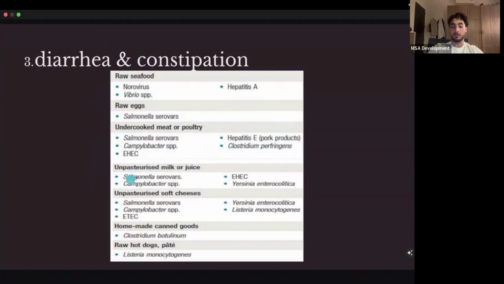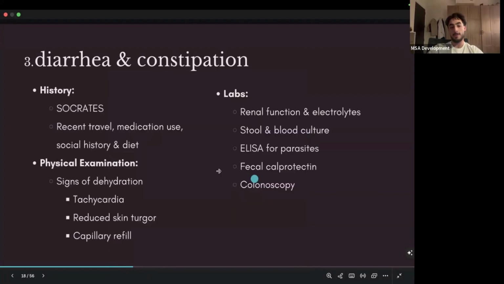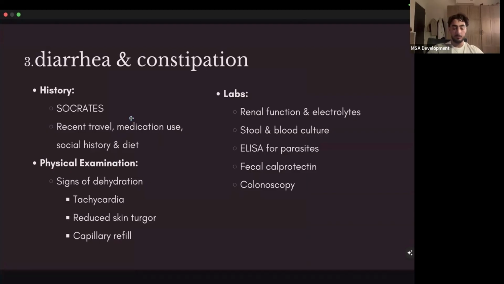Unpasteurized milk, so Campylobacter, Salmonella, EHEC again. Raw hot dogs or raw meat in general is going to be caused by Listeria, and then canned goods by botulinum, of course. Okay. So again, when you're taking your history, it's sort of the same thing. Before we begin taking history, we want to think about all the different causes of diarrhea that we can think of. So we just mentioned infectious, for example.